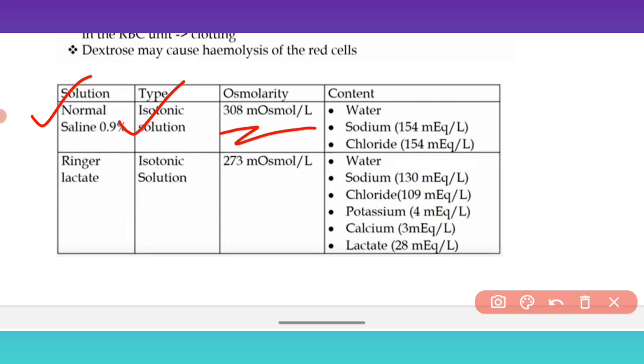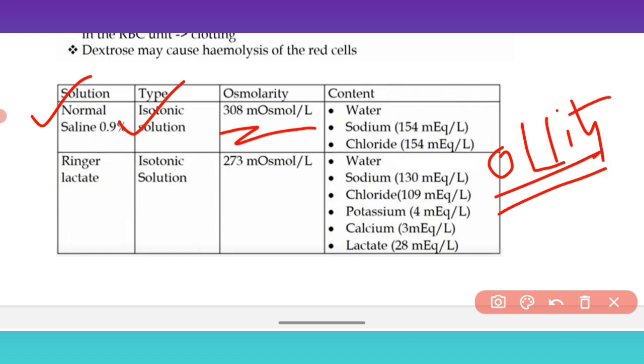You will be measuring in volume. If they are asking osmolarity, osmolarity means you are going to measure the concentration in kg, whereas here they have mentioned osmolarity. Rity means you are going to measure the volume.